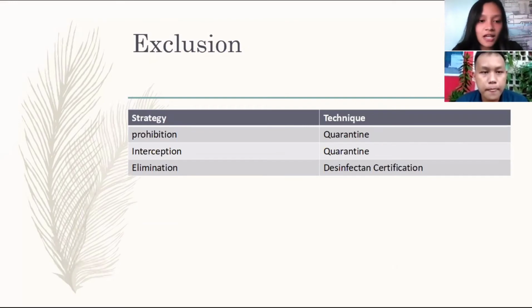Exclusion. Exclusion has different strategies with different techniques. Strategy prohibition, technique quarantine. Strategy interception, technique quarantine. Strategy elimination, technique disinfectant certification. Quarantine is carried out by prohibiting the entry of plant propagation material from abroad or outside the region and doing border checks on plants to prevent the entry of disease into new areas.